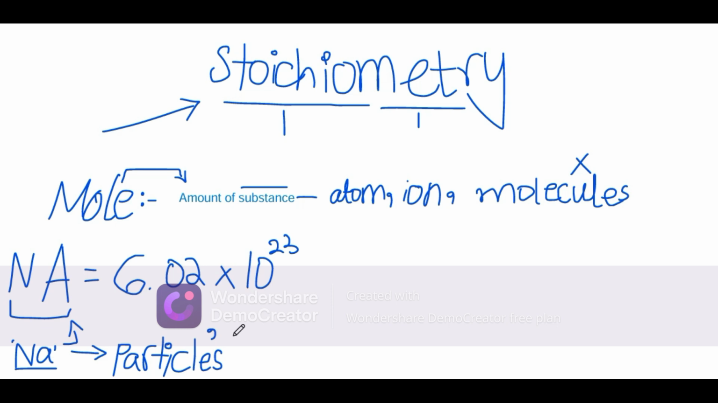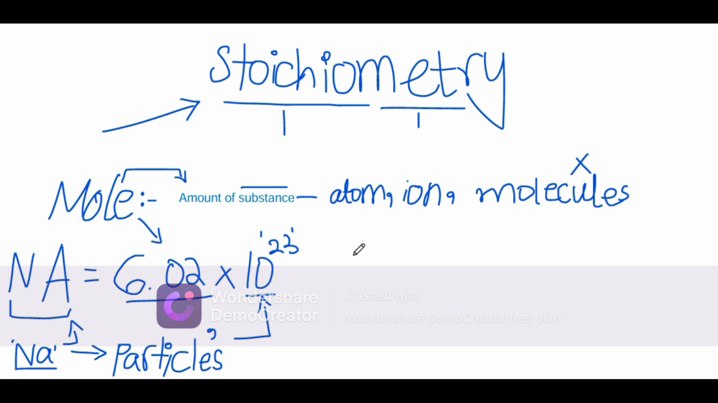So particles present in one mole of any substance is called Avogadro's number, that is represented as Na, and again it's a numerical value that is majorly used at every point in your chemistry life. Again, that is 6.02 times 10 to the power 23. 23 is its exponent. There is no coefficient. This is its exponent again.